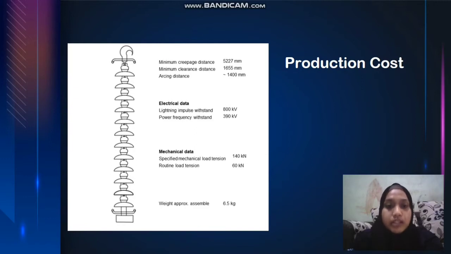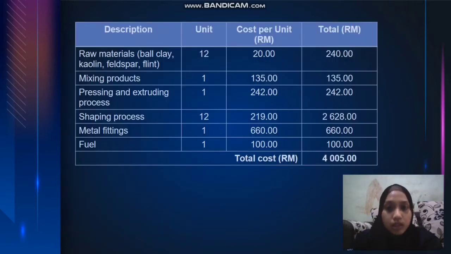For mechanical data, specified mechanical load tension, it is 140 kN. For routine load tension, it is 60 kN. And lastly, for wet approximate assembly weight, it is 6.5 kg. This is the total cost for ceramic insulator, which is 4,005 ringgit Malaysia.